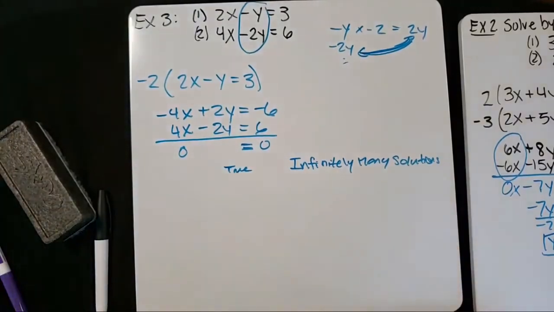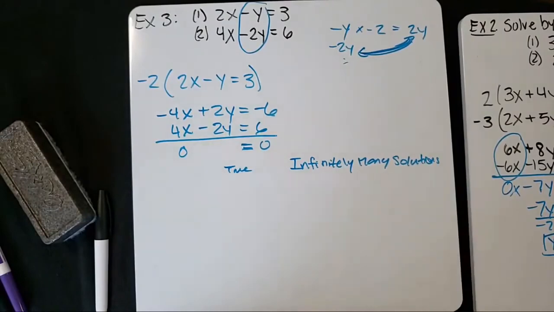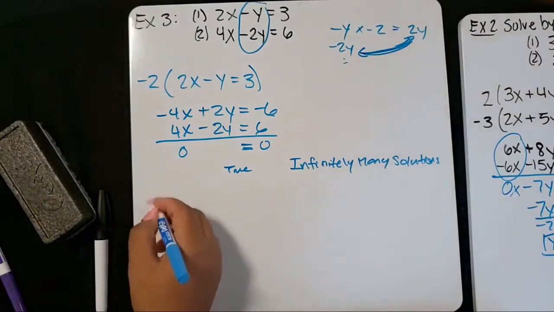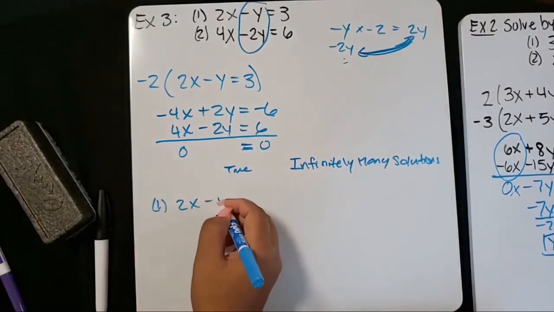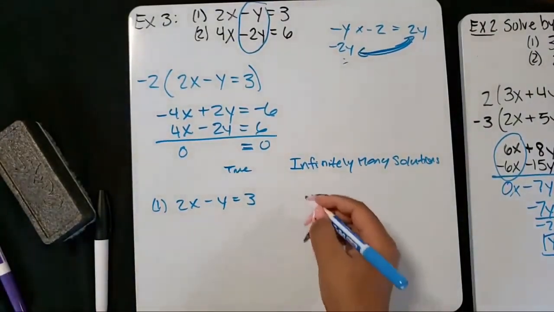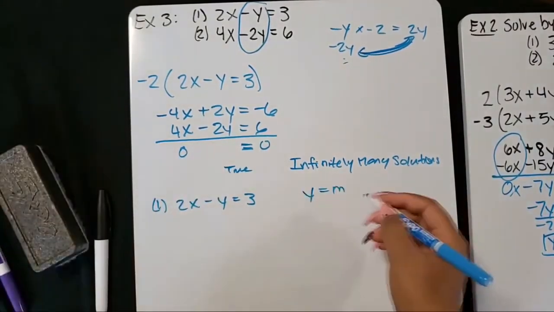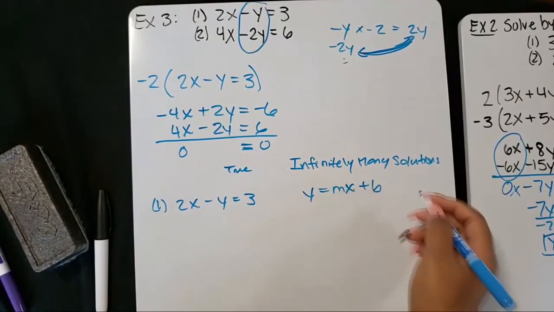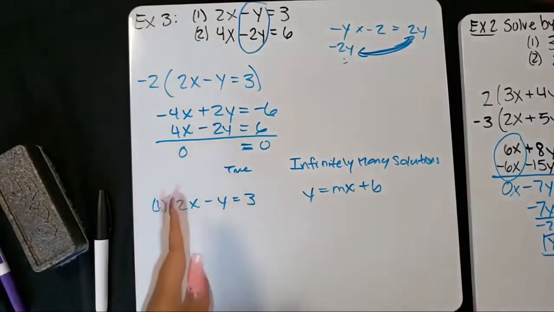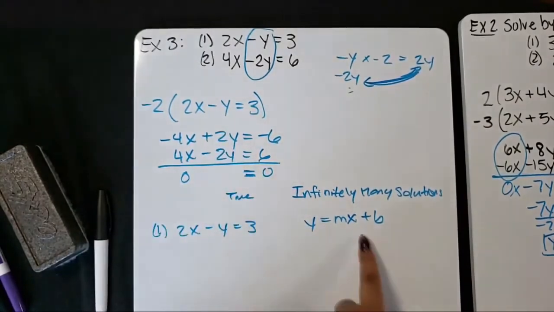So what you have to do to find the ordered pair for an infinitely many solutions result, you want to take one of the equations. So I'm just going to take the first equation, 2x minus y equals 3. You want to put it into slope intercept form, which is y equals mx plus b. Okay? So we want to take one of our equations. I'm taking the first one, and I'm going to put it into y equals mx plus b.